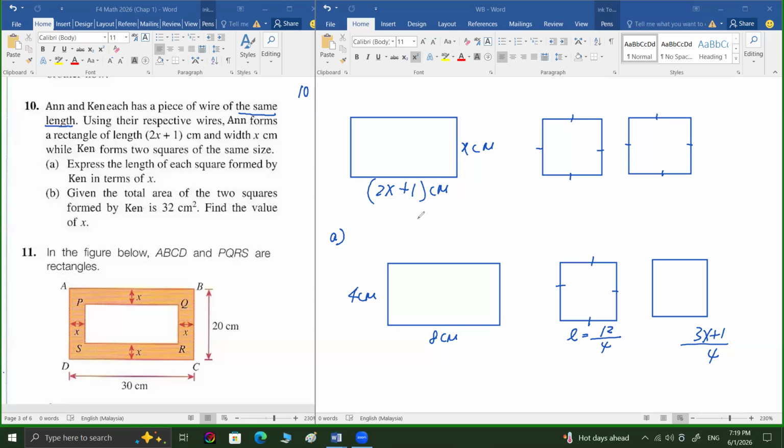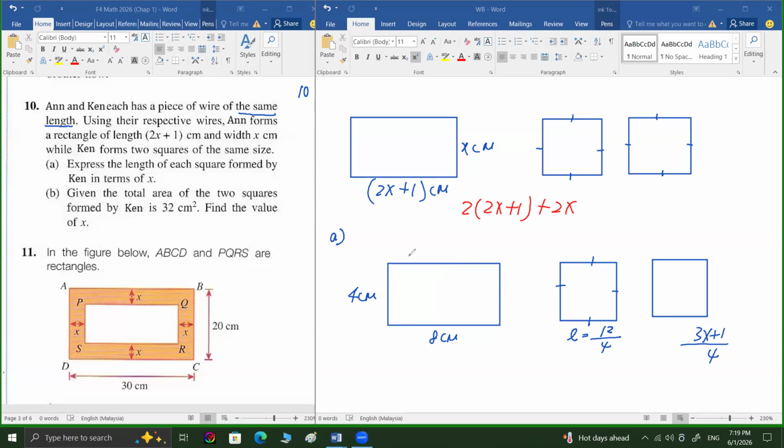So back here now. How do I get the perimeter of the rectangle? How many 8 here? 2. How many 4 here? 2, right? Okay, listen to me. I want to get the perimeter of this rectangle. Is it 2 times of (2x plus 1) and also 2 times of x, right? You got what I mean? This is what I say the perimeter.